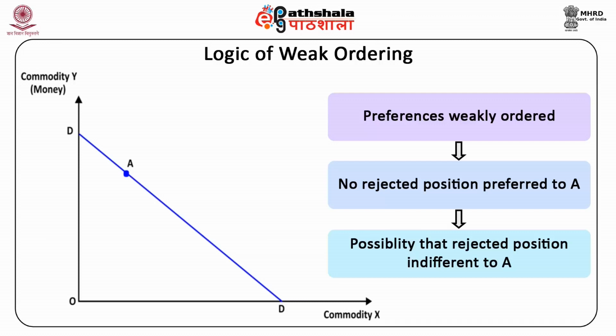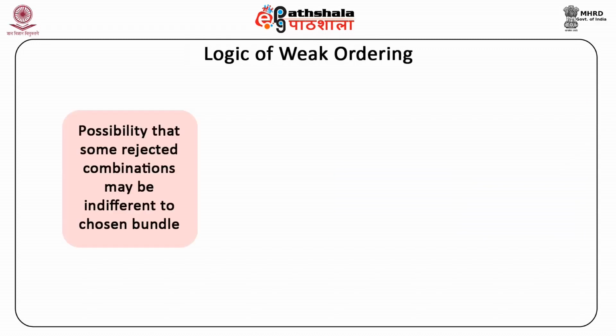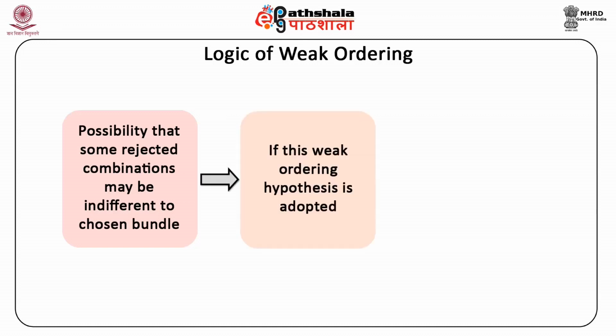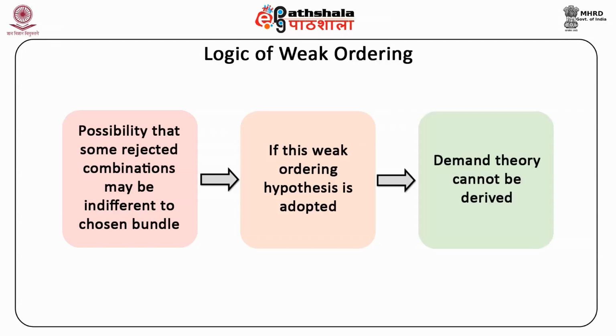The choice of A instead of that rejected position is then a matter of chance. There is a possibility that some rejected combinations may be indifferent to the chosen bundle. If this weak ordering hypothesis is adopted, then with this little information, the demand theory cannot be derived.